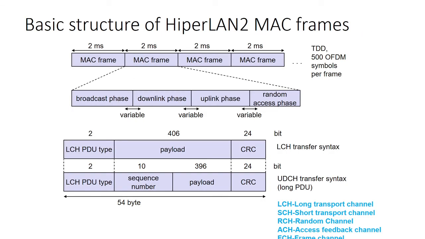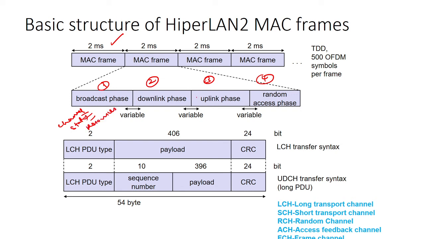Next is the basic structure of Hiperlan 2. It consists of MAC frames, each of 2 milliseconds. Each MAC frame consists of the following phases. First is the broadcast phase, second the downlink phase, third the uplink phase, and fourth the random access phase. In the broadcast phase, all the access points of the cell broadcast the information needed to identify the channel, status and resources.